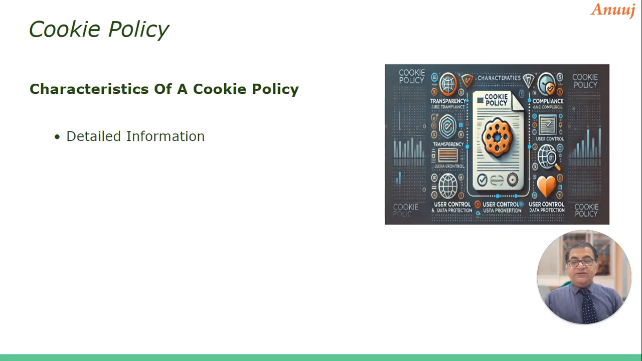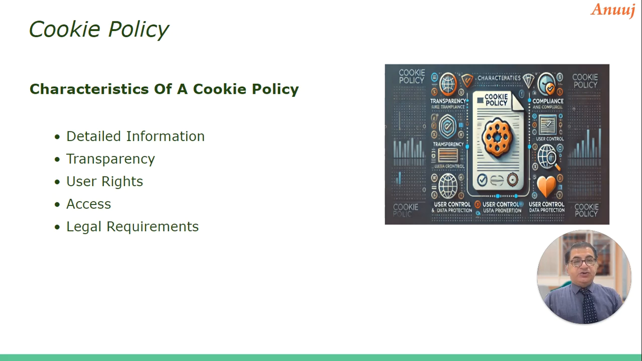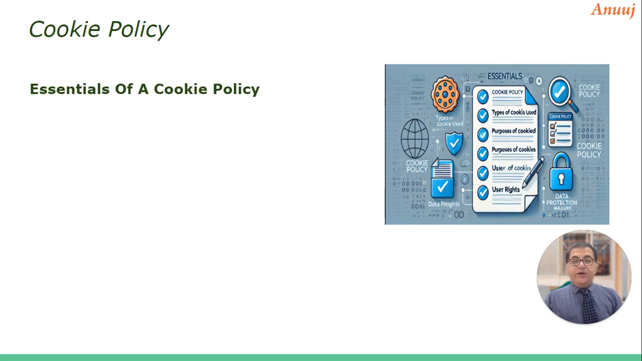Characteristics of a cookie policy: detailed information, transparency, user rights. A user should be informed about his rights absolutely transparently, with complete detailed information. That is why you have a big document over there. The user should be able to access it easily, and it should fulfill all the legal requirements of data privacy when using cookies.